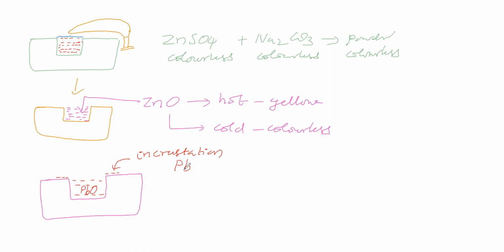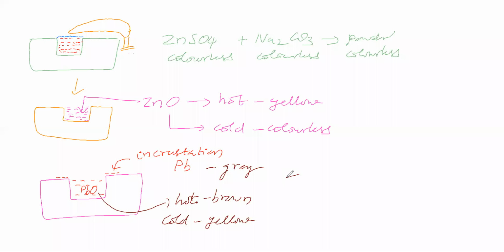Now, in hot condition, this plumbous oxide appears brown. In cold condition, this plumbous oxide appears yellow. This incrustation lead is gray.